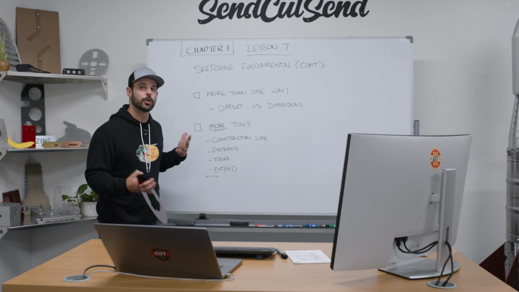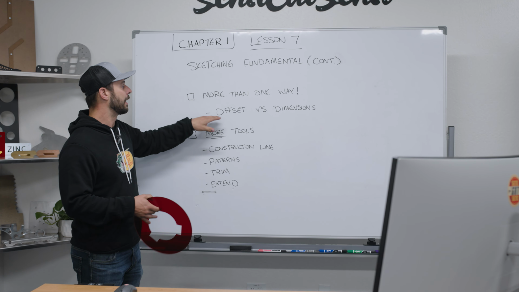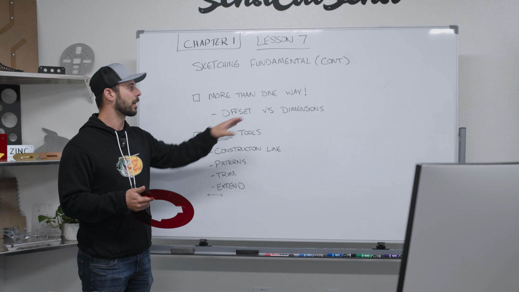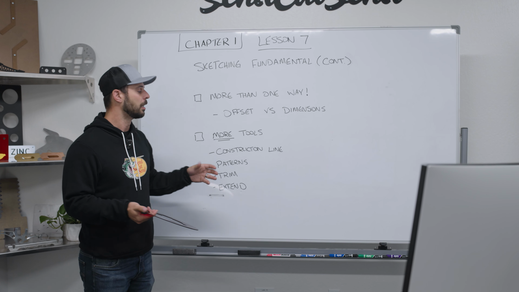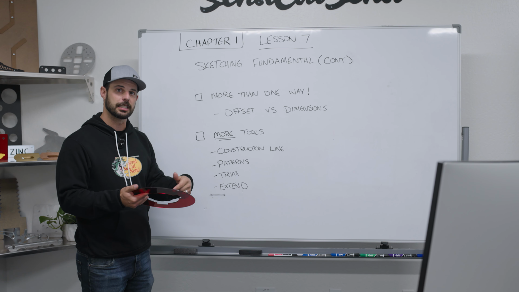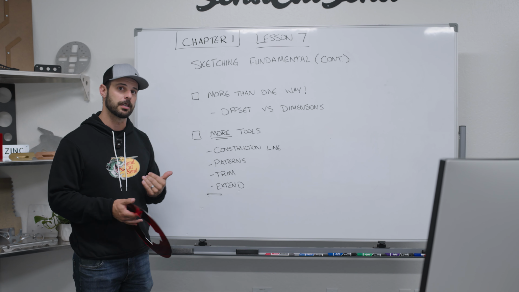Now, like I was saying, there's always more than one way to do something. In this one, we're going to talk about how I can use an offset to create that washer, or I can just use two circles with the dimension. Additionally, once we get done with that, we're going to build out the keys on the inside, and we're going to use more tools that we haven't talked about yet.